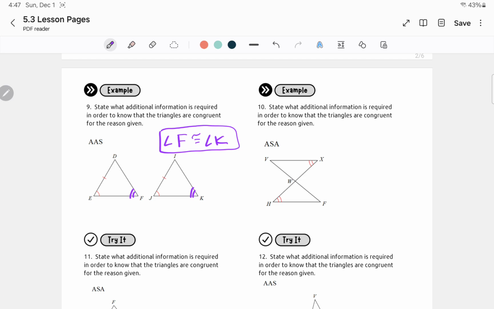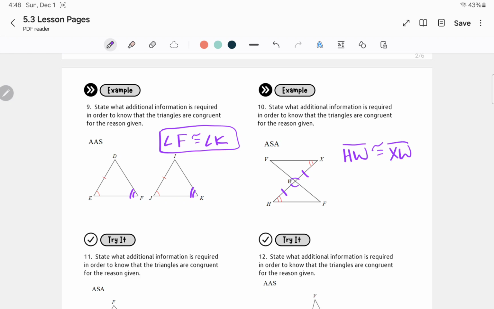So now for number 10, we have to draw in. So let's draw in our vertical angles right here. And now we have angle, side, angle, right? So they're already telling us that X and H are congruent, and we already know that these 2 angles that are vertical are congruent. So it's asking, what is that third piece of information? And that would have to be this side right here, right? So angle, side, angle. What is this side that has to be congruent for this to work out? It's going to have to be this side and this side, because this side has to be in between the 2 angles. So it's going to be HW is congruent to XW.